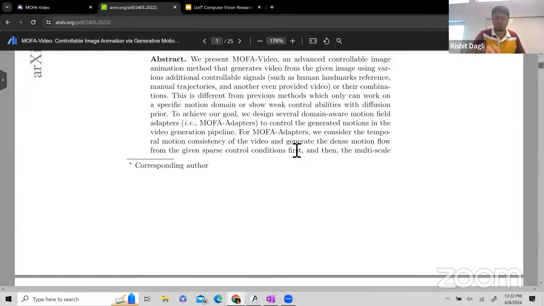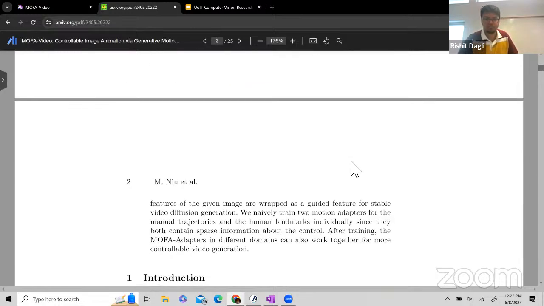So first it generates a dense motion flow from these sparse inputs, and then focuses on the multi-scale features. Multi-scale features are basically inputs that have very detailed or nuanced information at different levels of detail. For example, low-level features might capture fine details like edges and textures, while high-level features might capture broader patterns and shapes.